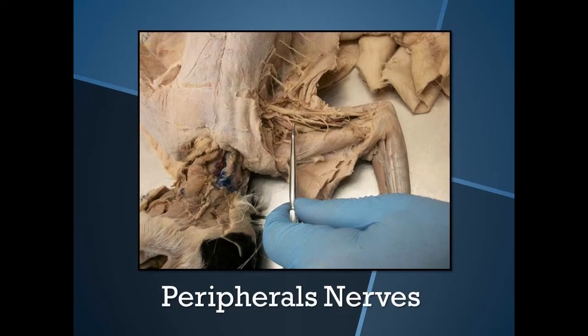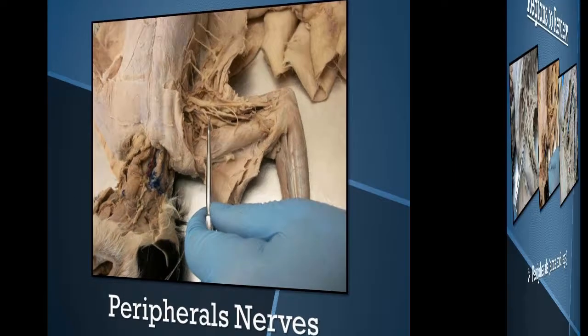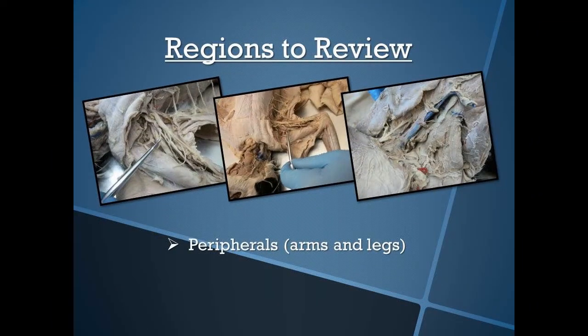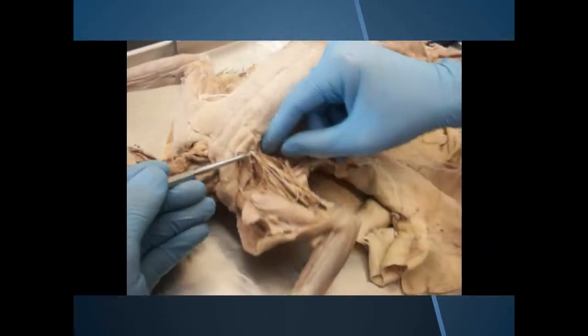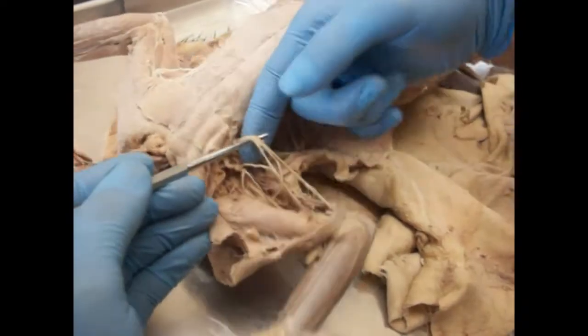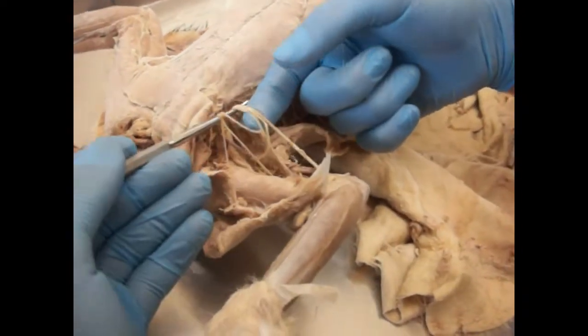So the next section we are going to review is none other than the peripheral nerves. And since peripheral means arms and legs, we are just going to cover the arms and legs. So here are the arms. This might look daunting and confusing at first, but I will clear it up for you guys.